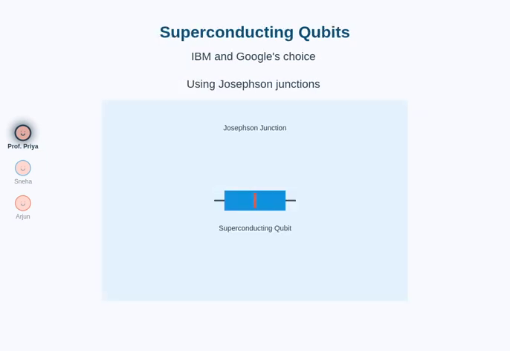First, we have superconducting qubits. These use Josephson junctions and are the technology behind IBM and Google's quantum computers. They operate at extremely cold temperatures near absolute zero.